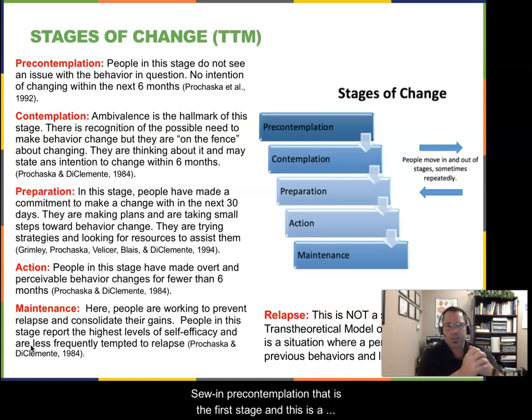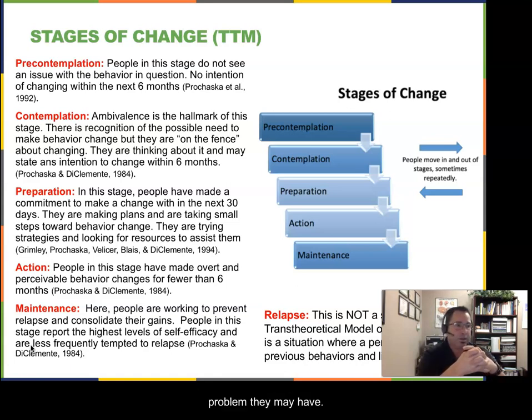So pre-contemplation is the first stage. This is a stage where people do not feel that they have a problem. There's not any reason for them to change, and they have no intention of changing. The time frame for this is, if you were to ask them, do you have any intent on changing your drinking behavior, for instance, within the next 6 months? The answer you're going to get is no. They may see a problem. They may have had a DUI, but at this stage, they're in denial.